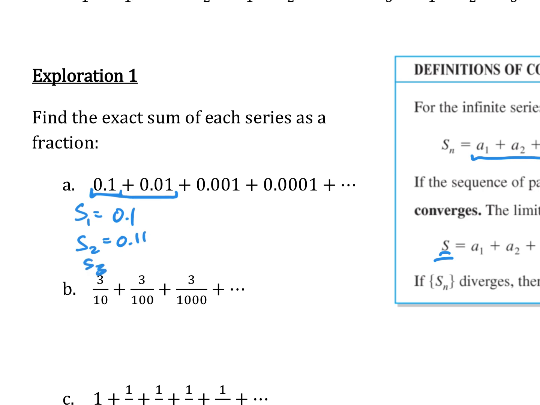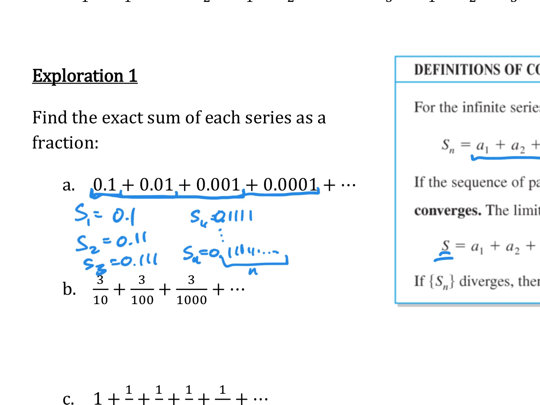S sub 3 is adding up the first three numbers. So if you add up the first three numbers, you're going to get 0.111. And I think we can see the pattern. S sub 4 is going to be adding up the first four numbers, 0.1111. So S sub n would just have a 0 and then n ones. Those are all ones.